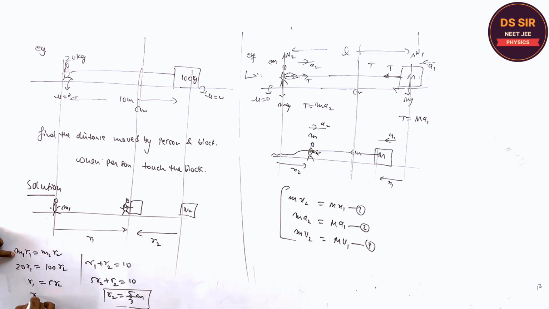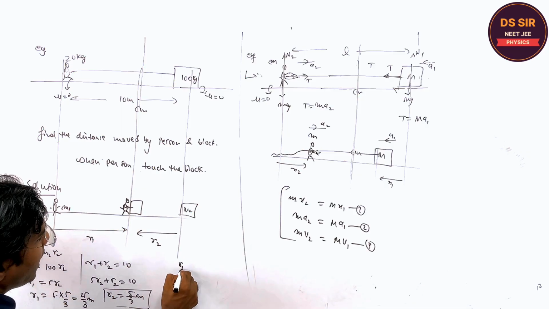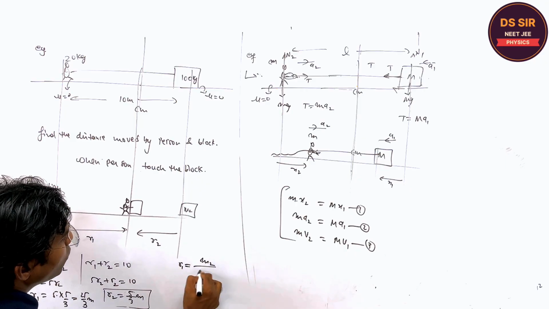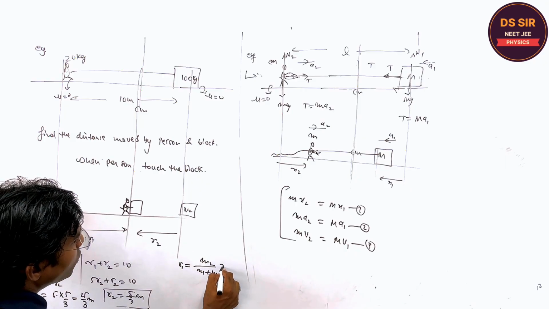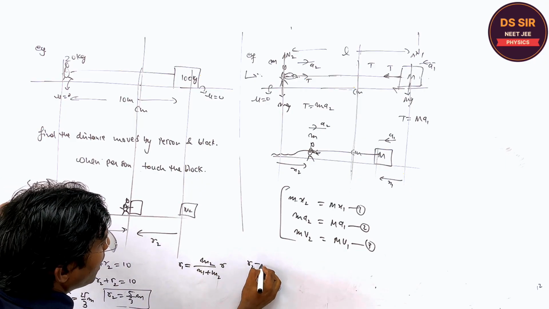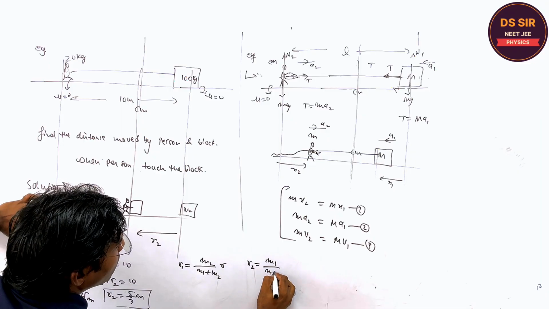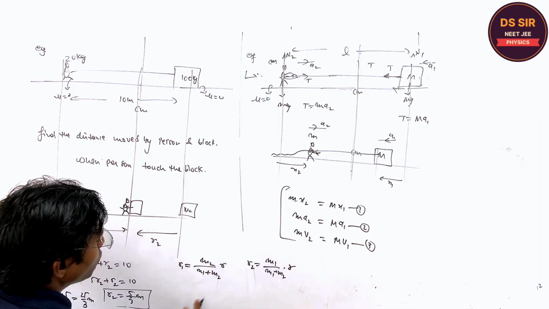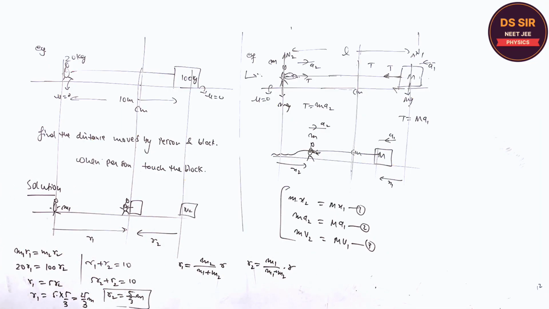Yes. And what is R1? 5 into 5 by 3, it is 25 by 3 meter. Is it clear? This is one way. Or directly, R1 is equal to what? Say M2 upon M1 plus M2. Yesterday I told you, directly R2 is equal to M1 upon M1 plus M2 into R, you can write. You will get the same answer.